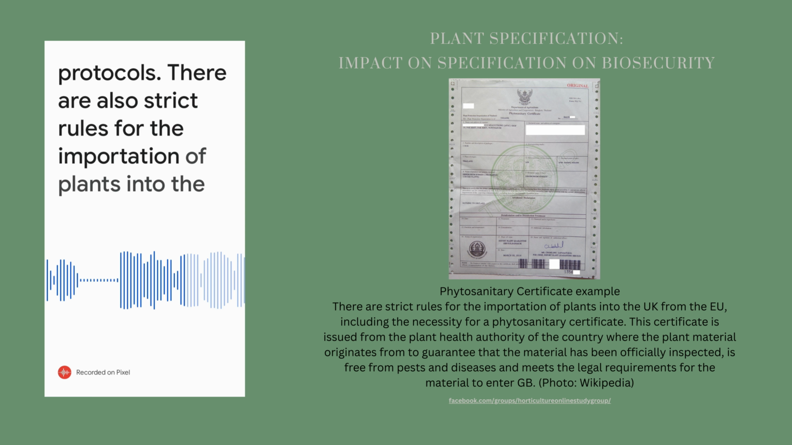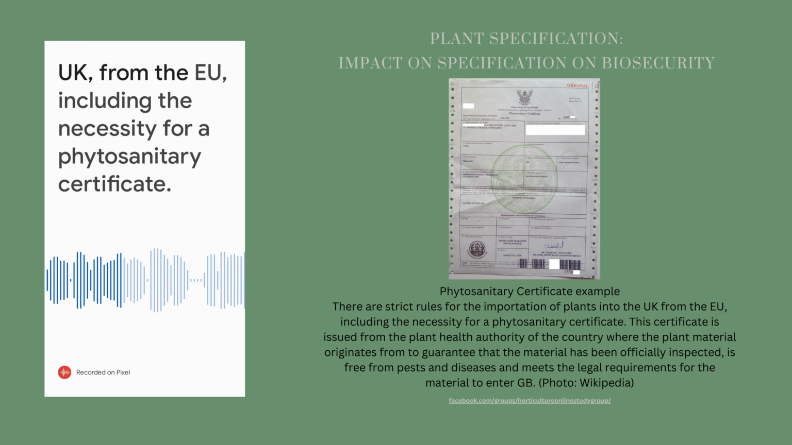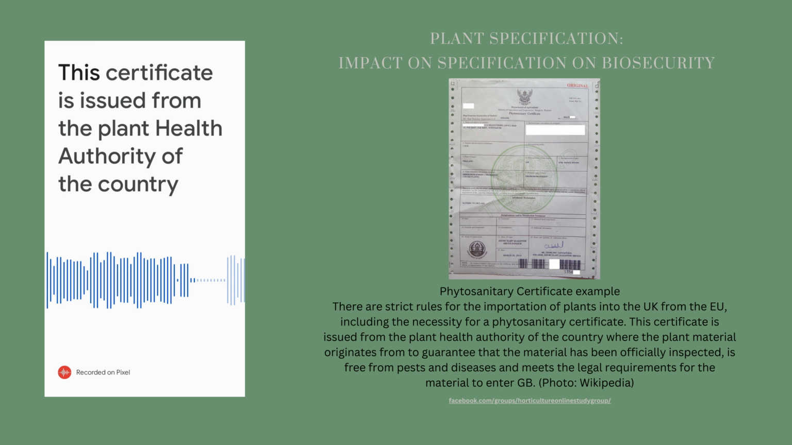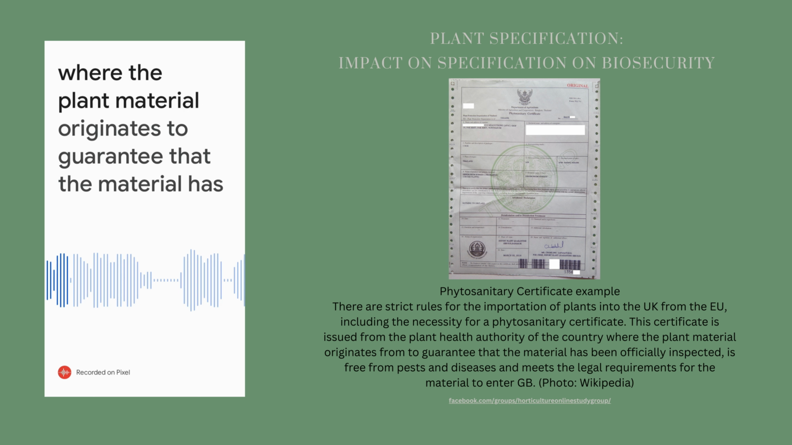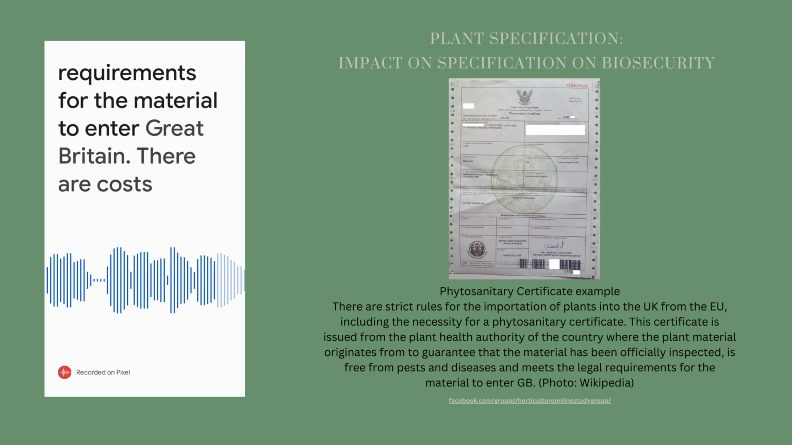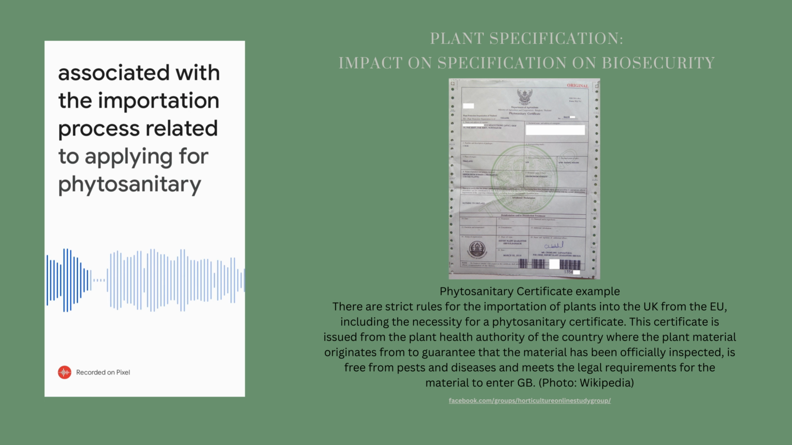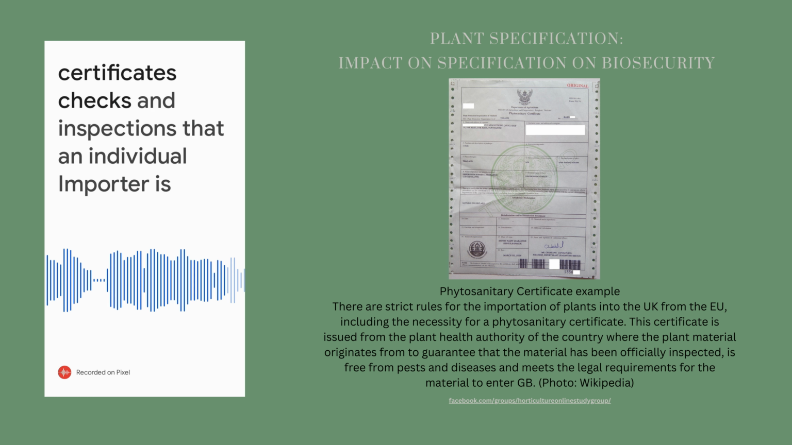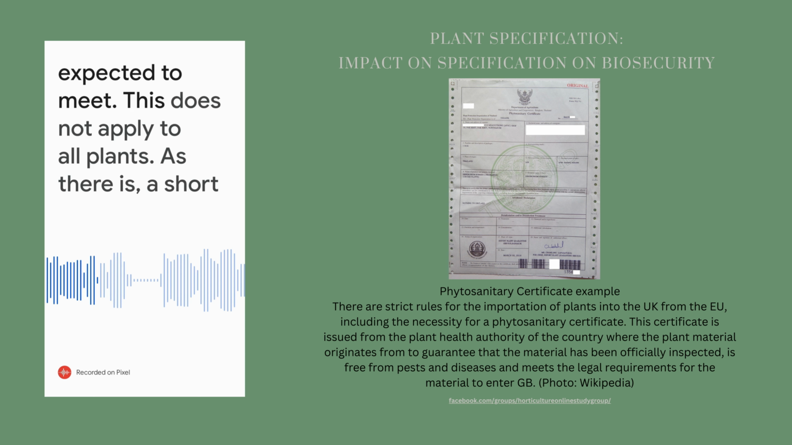There are also strict rules for the importation of plants into the UK from the EU, including the necessity for a phytosanitary certificate. This certificate is issued from the Plant Health Authority of the country where the plant material originates, to guarantee that the material has been officially inspected, is free from pests and diseases, and meets the legal requirements for the material to enter Great Britain. There are costs associated with the importation process related to applying for phytosanitary certificates, checks and inspections that an individual importer is expected to meet.